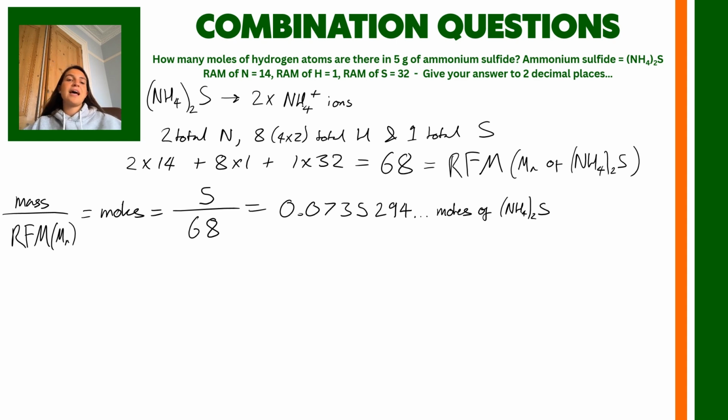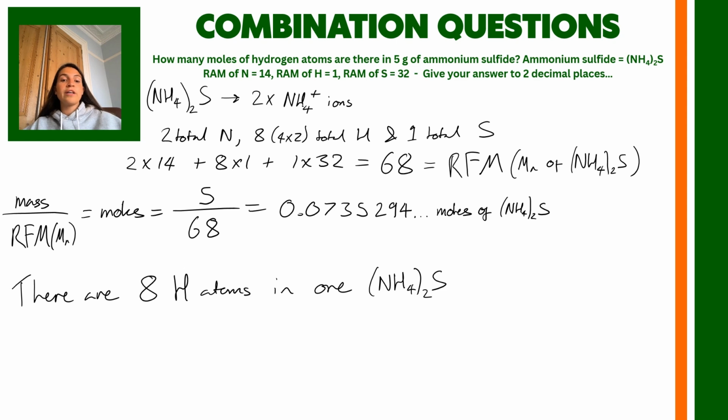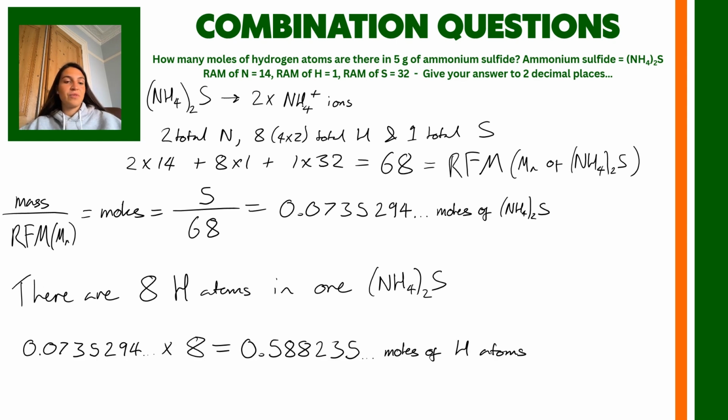However, I was asked how many moles of hydrogen atoms there are. And the thing is, because I was looking at this formula, what I know is that for 1 mole, let's say, of ammonium sulfide, that requires 8 moles of hydrogen atoms. So if there are 0.0735294 moles of ammonium sulfide, if I multiply it by 8, that's 0.588235 moles of hydrogen atoms. To 2 decimal places, that would be 0.59 moles of hydrogen atoms.